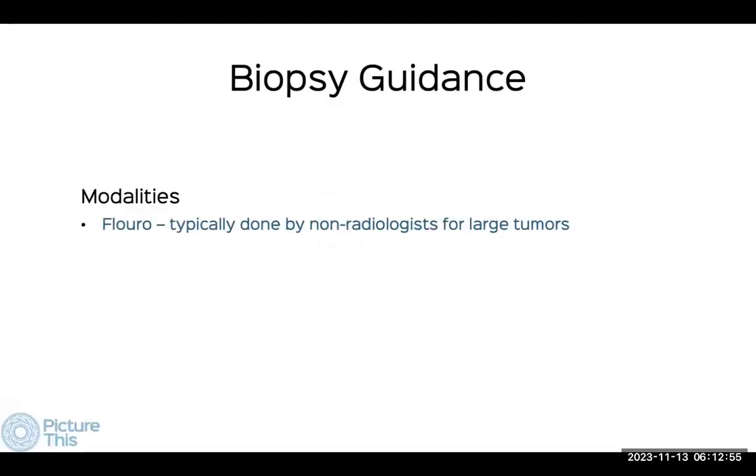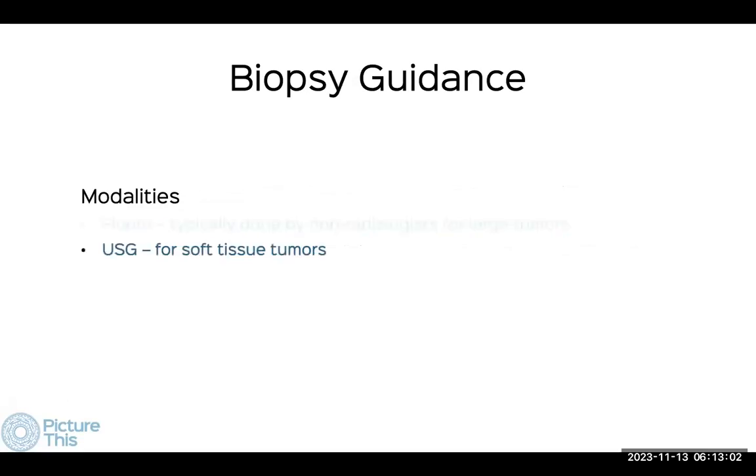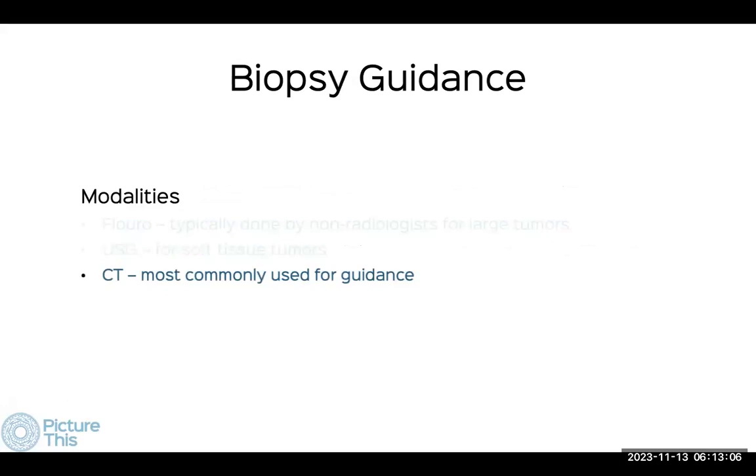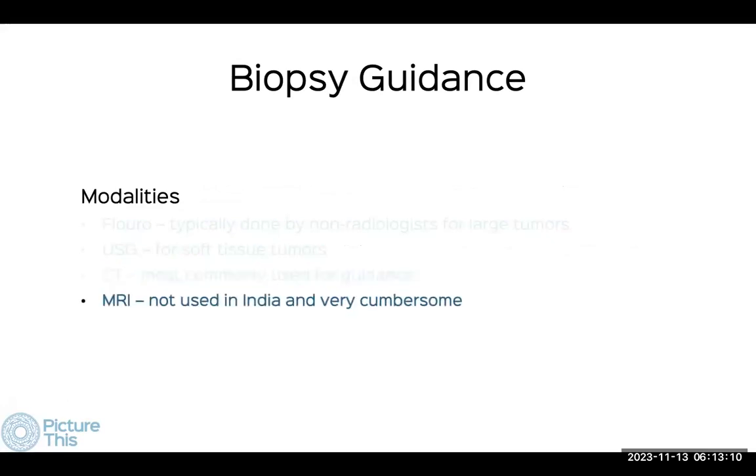When we're doing biopsies, we can use fluoro, but this is usually done by non-radiologists for large tumors. Ultrasound is very good for soft tissue tumors. CT is used most commonly for most bone tumors. And MR is used in some research centers. It's not used in India, and even when it is available, it's extremely cumbersome. CT-guided biopsy is the actual procedure.